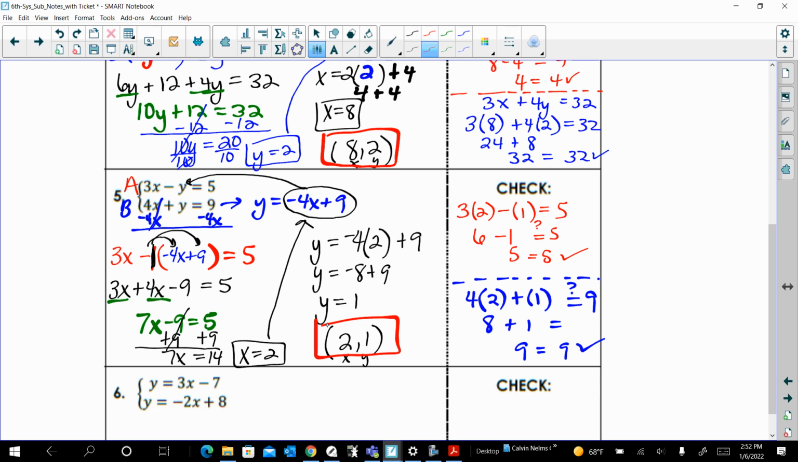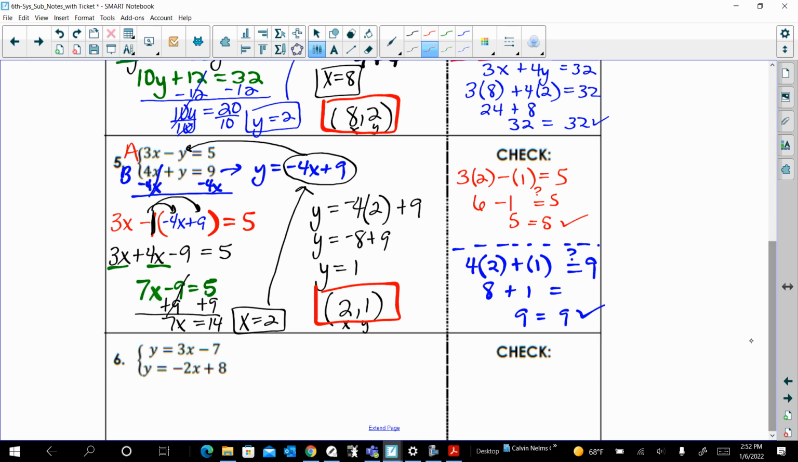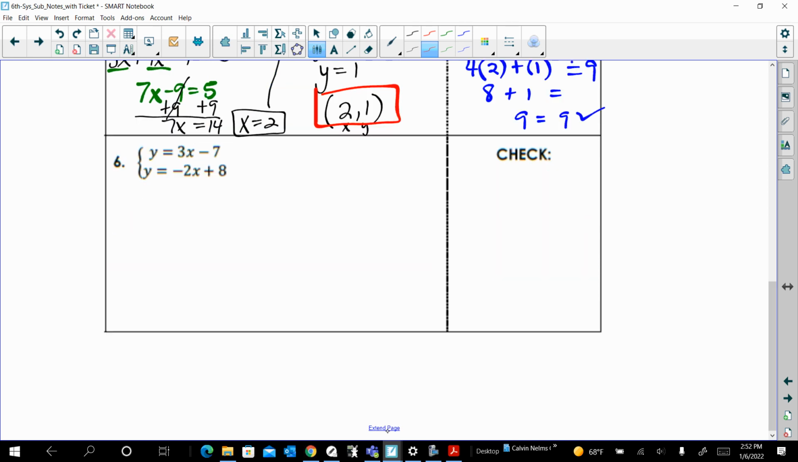Okay. So let's just try one more. Let's try the last one. And then let's talk about some special cases on the second page, on the last page. So I want you to do number 6. Go ahead and just kind of pause the video. I'm probably going to pause my recording just a second here and come back and check.